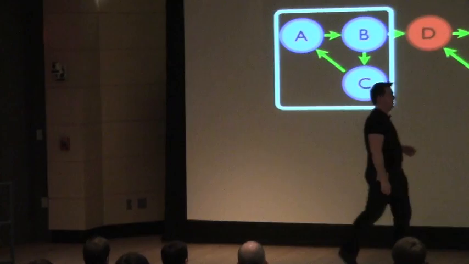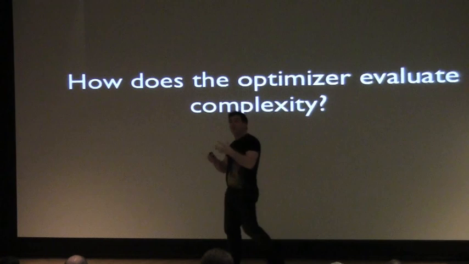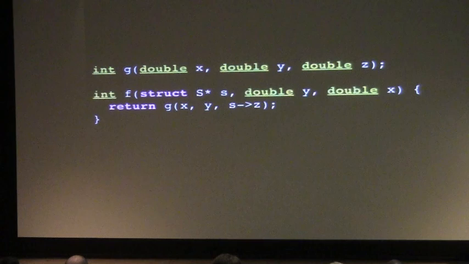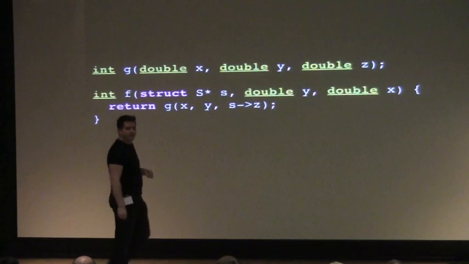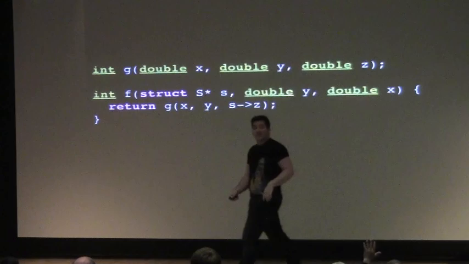Okay, now I've talked about evaluating this complexity and why it's important to do and what you would do if it's cheap enough. But what does cheap enough even mean? What are compilers doing here? So let's take an example. We've got some C code, we've got F, it's going to call something. Should we inline this function? Who thinks we should inline this function? Yeah, okay, come on. The answer is yes, by the way.